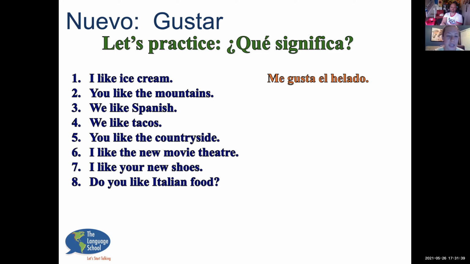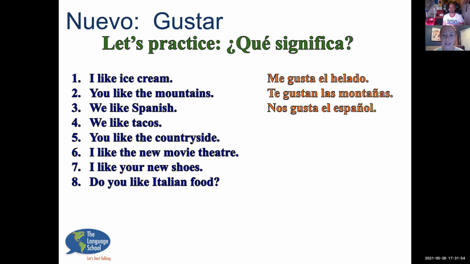¿Te gustan las montañas? Nos gusta español. And we would say el español. Just a tiny little disconnect. Spanish always uses the article here. Okay.